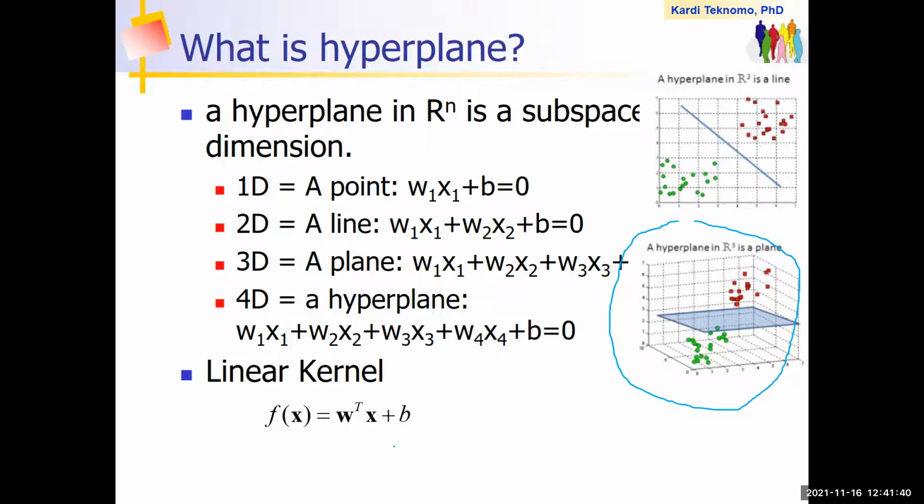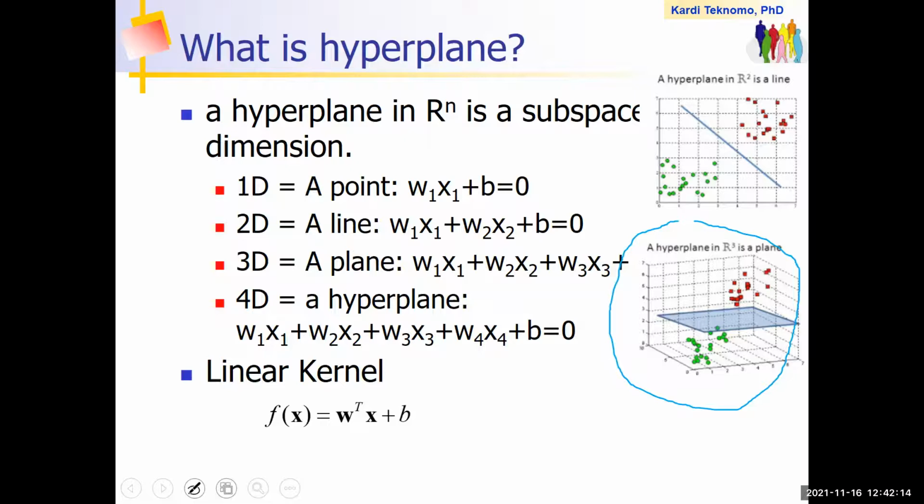In 4D, you cannot draw anymore, right? Because our capability is only up to 3D. So if you have 4D or 5D, the number of dimensions can be as many as possible, but how do you get the hyperplane? Okay, this formula, if you look at this, in 1D, I have W1X1 plus B, that is a definition of a point, right?